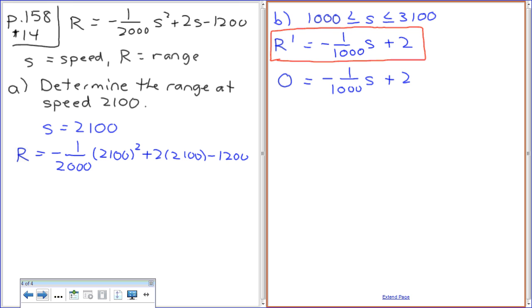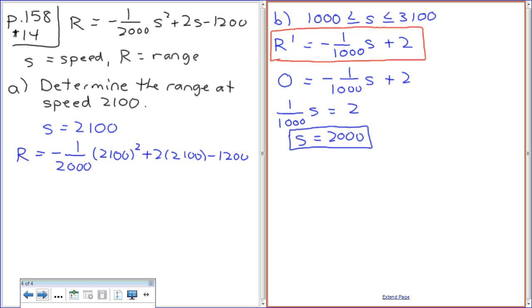So this is going to be 1/1000 S equals 2, so S is 2000. Okay. Haley, when S is 2000, what does that mean? Somebody help her out. What does that mean?